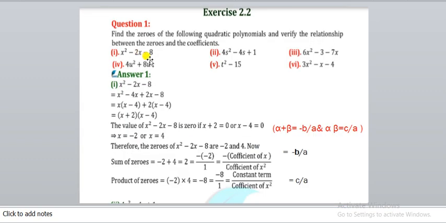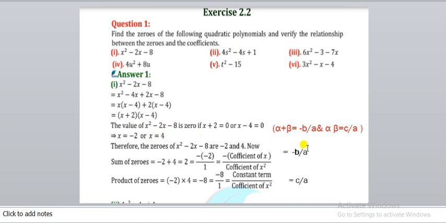Yes, question number 1. Find the zeros of quadratic polynomial and verify the relationship between the zeros and coefficients. So first we have x square minus 2x minus 8. In this case, by splitting the middle term as we have done earlier, how we are solving the quadratic equation, we get the two values of x, that is x is equals to minus 2 and x is equals to 4. So these are the two zeros of polynomial.